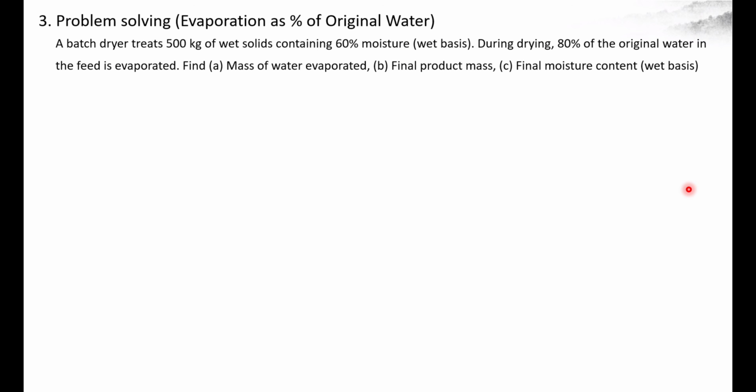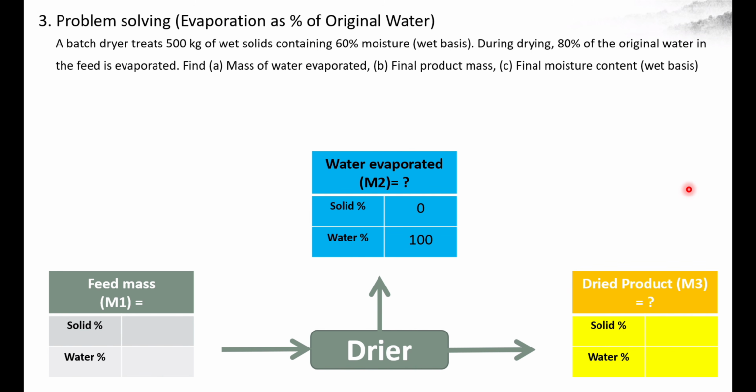So to solve a drying problem, as usual, we draw the schematic. Now we'll fill the given data. So the feed is 500 kg. So we have filled the 500 kg here. Then the percentage of moisture is given, which is 60%. So I have replaced the water percentage as 60. So remaining would be solid. So it comes to be 40%.